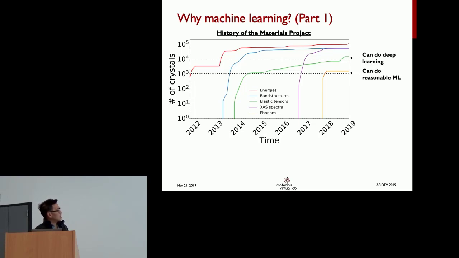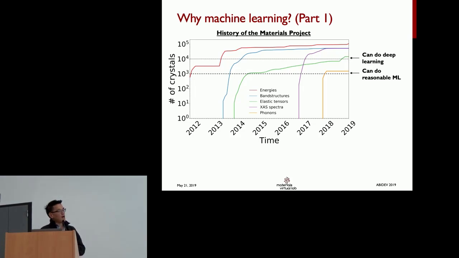But what you basically see is that there are a lot of properties where we really do not have that much data. Even with high throughput computations, we are only progressing extremely slowly on the elastic tensors. Even today, we barely just passed about 10,000 crystal structures with elastic tensors just a few months ago. Before that, we only had a few thousand elastic tensors.